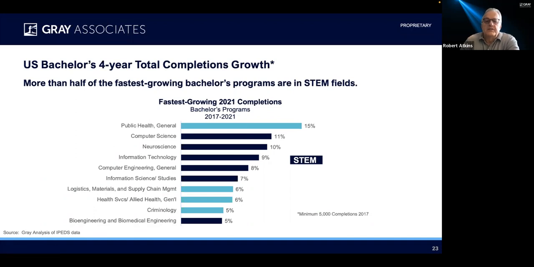But remember, completions is backward looking. So part of what we're picking up here is an increase in interest in public health that was driven by COVID. The more current numbers we can see in terms of enrollment and Google search volumes, as you suggested, show that peak is past and public health is starting to trend down again. A couple of other hot programs over the last few years: supply chain or logistics, health services, and criminology.